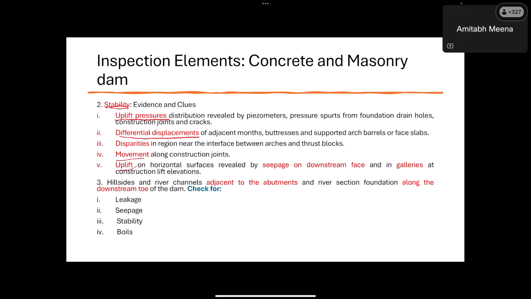Besides this, from the abutment sides or from the foundation, there may be excessive leakages or seepage or boils, which may also cause the structure to collapse or fail.